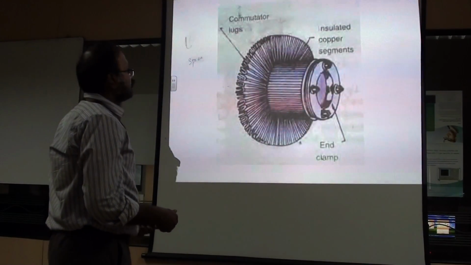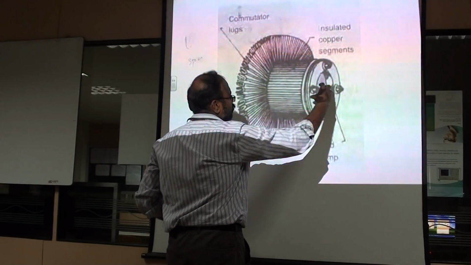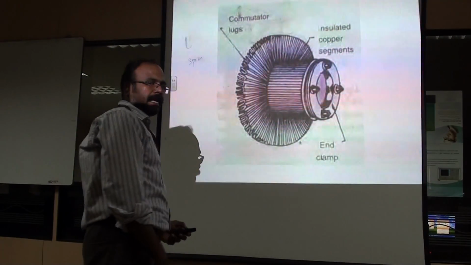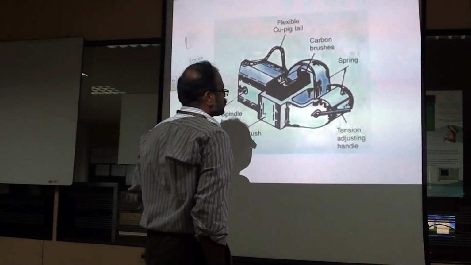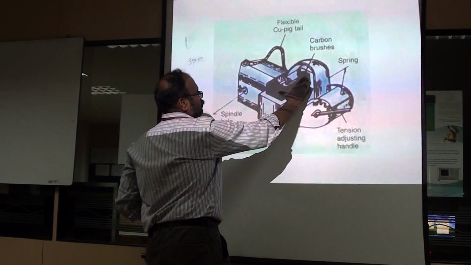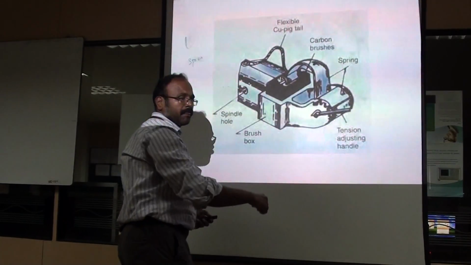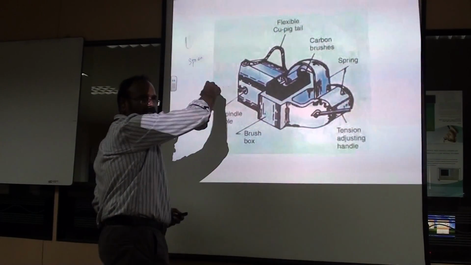And then we can see this arrangement is to once again fix your commutator to the shaft. It is called the end clamp. And this shows the brush box, and how the brush is held. This black part is nothing but the brush, and this is called a brush box, and this is the spindle hole which will be fixed to the frame of the machine.